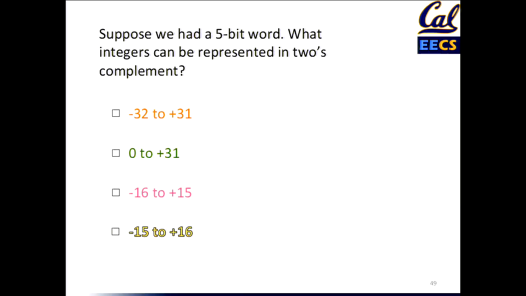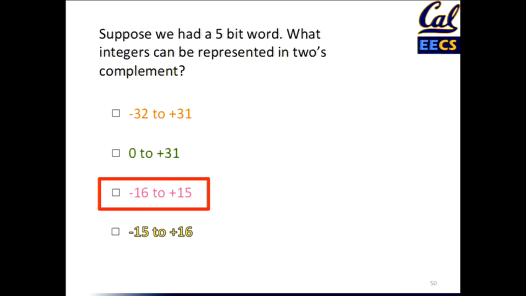So the question here is, if I had a 5-bit word, what integers can I represent in 2's complement? And maybe I can get a show of hands for the first answer, second answer, third, okay, fourth. Woohoo! Okay, got it.